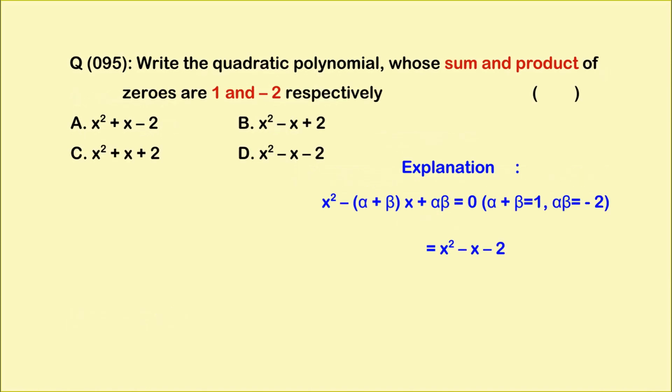Question number 95. Write the quadratic polynomial whose sum and product of zeros are 1 and minus 2 respectively. So alpha plus beta is given as 1 and alpha into beta is given as minus 2. If you substitute both the values in the given expression, we will get x square minus x minus 2. So the right answer is D, x square minus x minus 2.